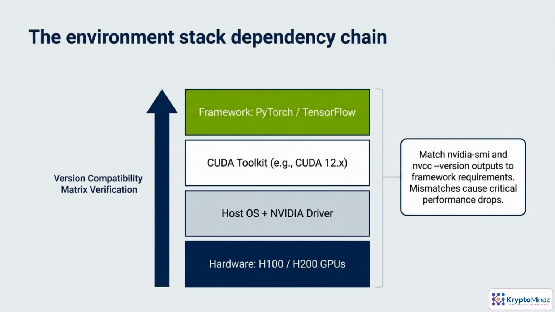You can think of your NVIDIA environment as a dependency ladder. At the bottom is the H100 or H200 hardware. Above that sit the host OS and the NVIDIA driver, then the CUDA toolkit, and finally your framework like PyTorch or TensorFlow. Each layer expects very specific versions beneath it. Before training, always check the official compatibility matrix and compare it with nvidia-smi and nvcc version. Even small mismatches can cause instability or silent but massive performance loss.